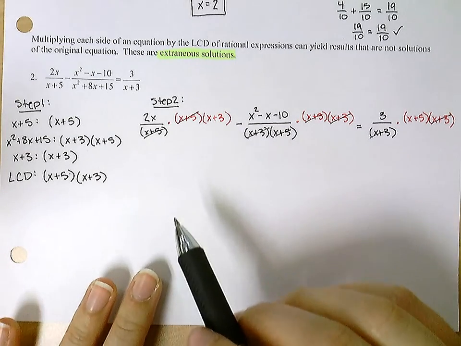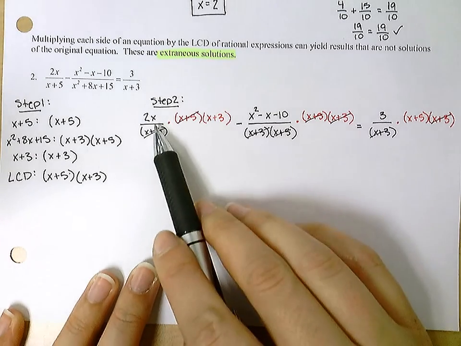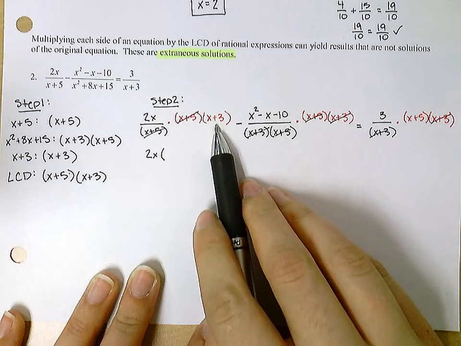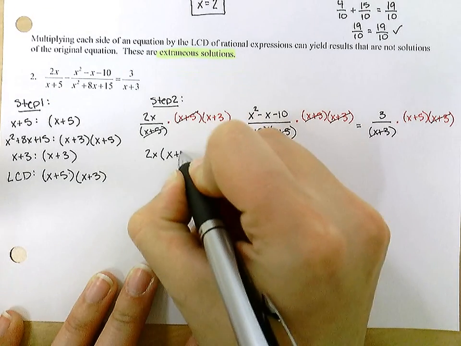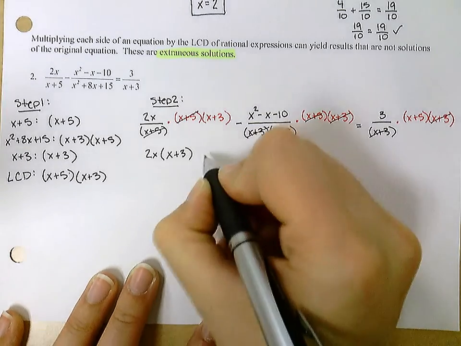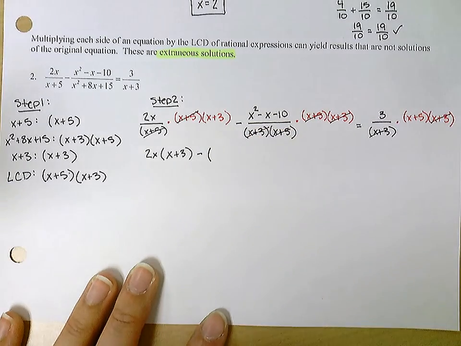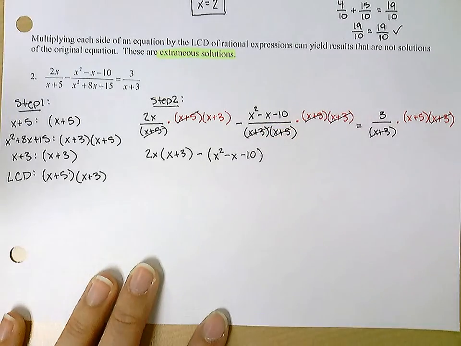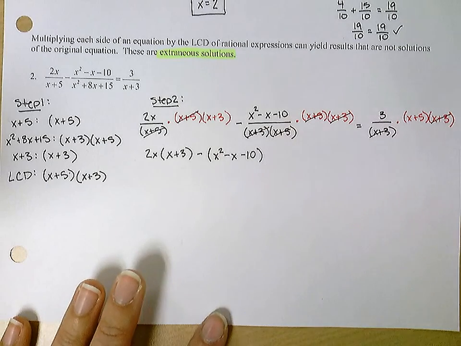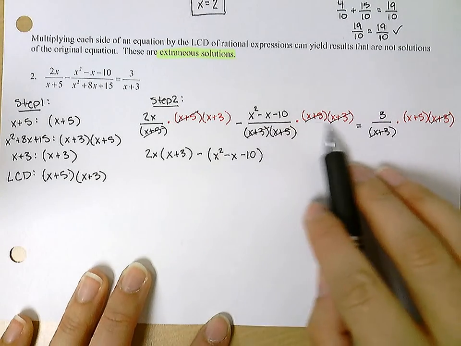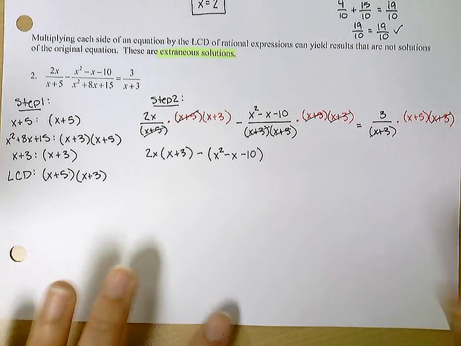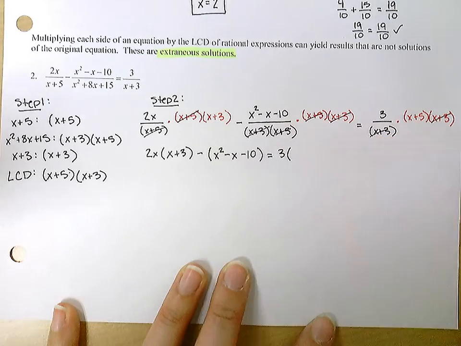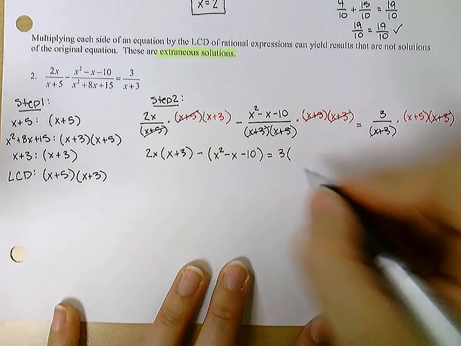So from here, I would have 2x times what I have remaining, so x plus 3, minus this quantity. I'm going to write it as a quantity because you do have to distribute that negative. That quantity of x squared minus x minus 10. I don't have anything extra. It all canceled out for me there. Is equal to, we have 3 times x plus 5.